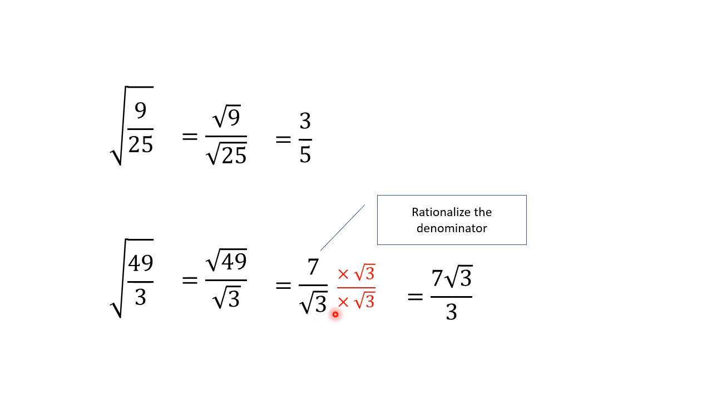And below in the denominator, I have radical 3 times radical 3, which is radical 3 squared, and that's how I get rid of the radical. So that is what is called rationalizing the denominator.